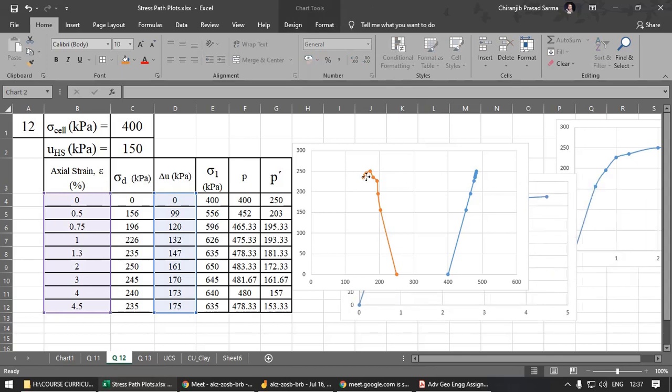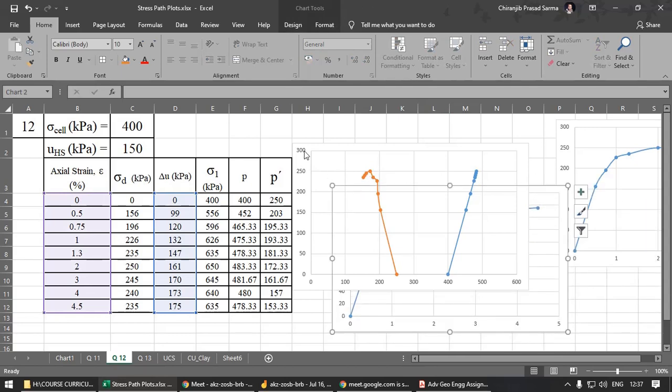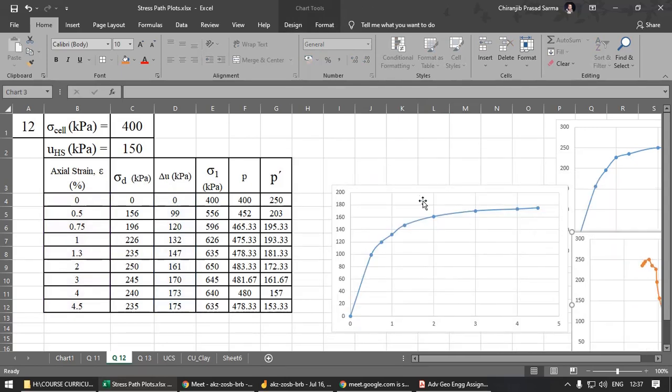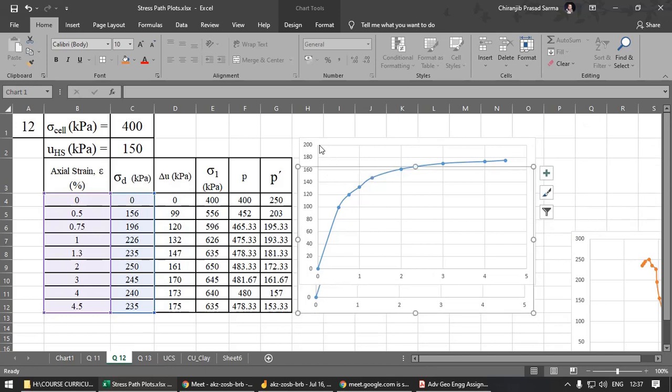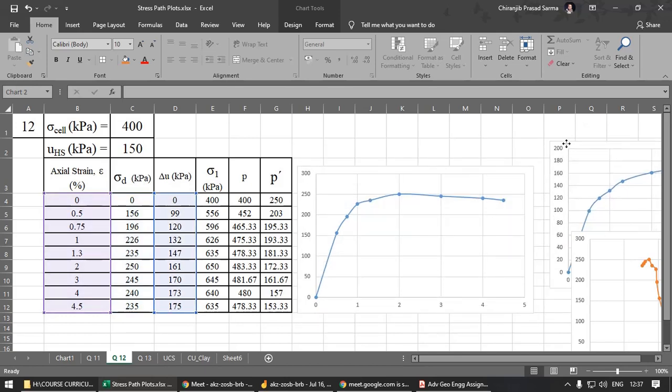Then this is the pore water pressure development with strain, and this is the deviatoric stress with strain.